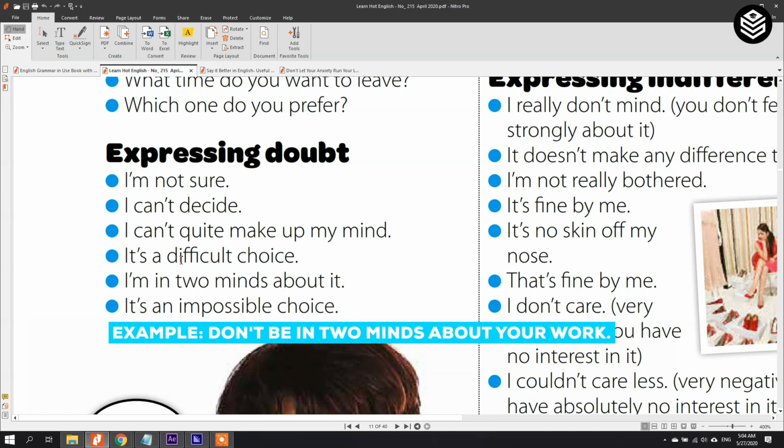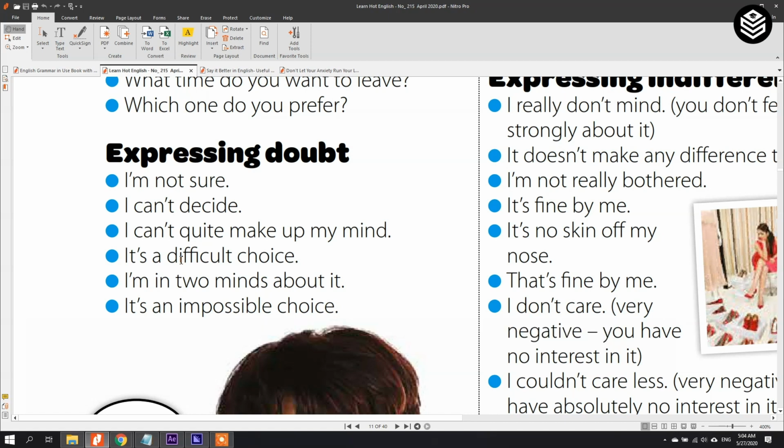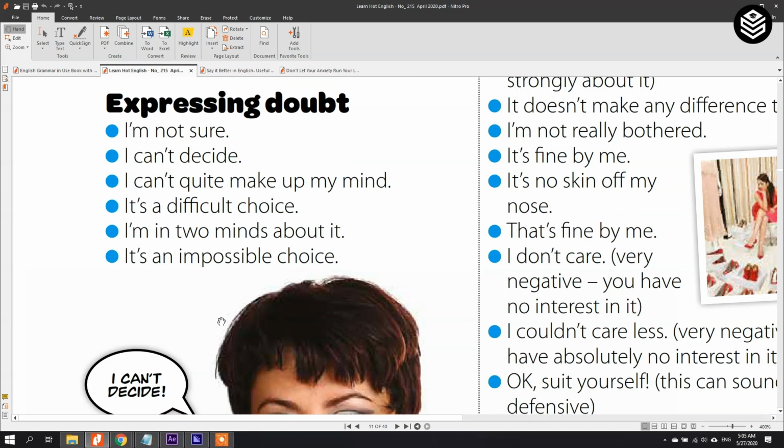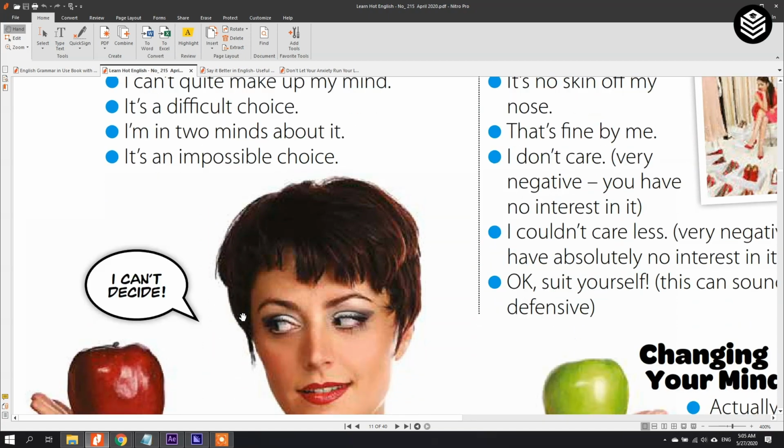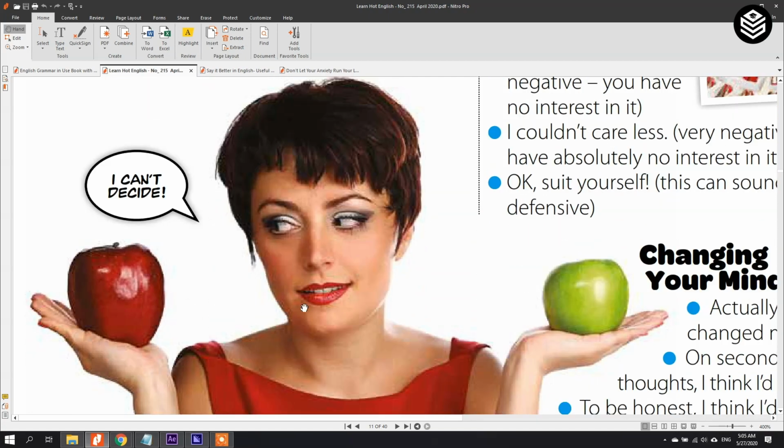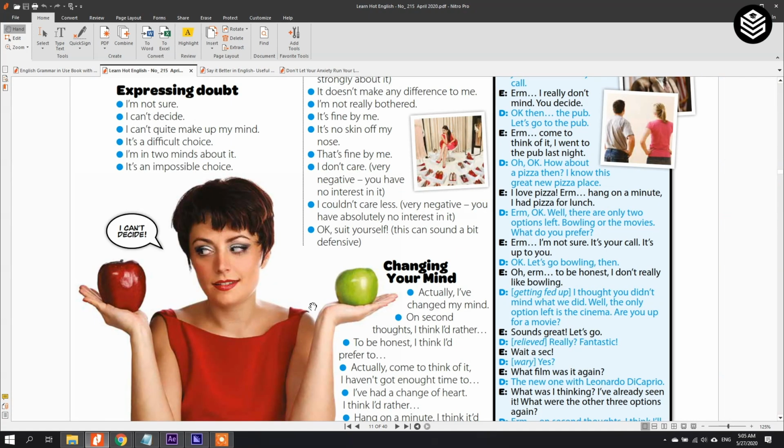Okay. The last one. It's an impossible choice. This means your friend has decided something which is very difficult to proceed with. So the easy way, you express your doubt: it's an impossible option or choice. Your decision is impossible. Okay. So these are the examples.